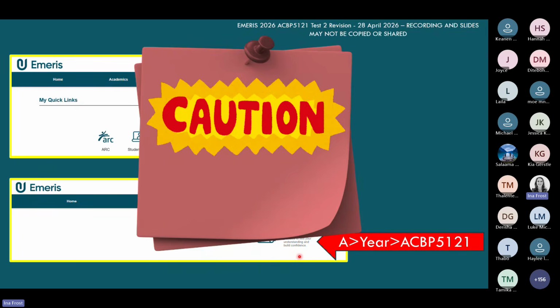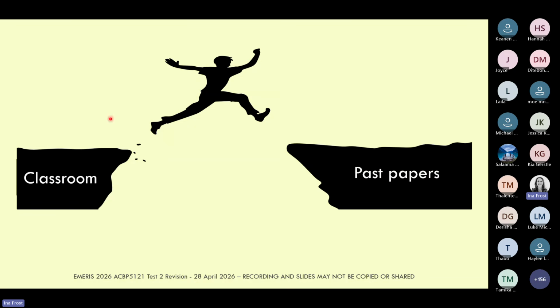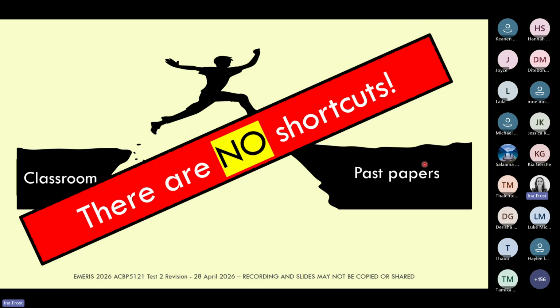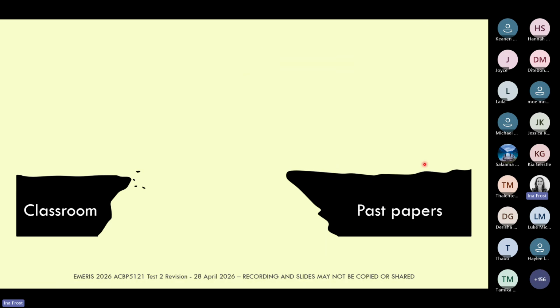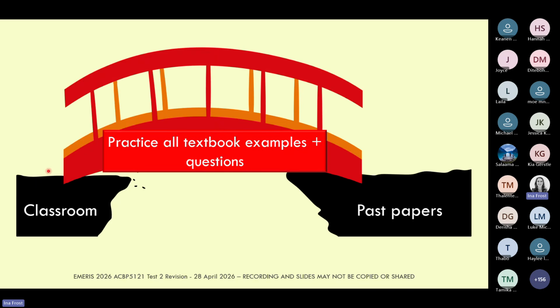But as with test 1, remember our caution is don't go to past papers too quickly. So please don't just go to class and then think from class you can leap straight to past papers. Remember, to pass accounting 1A, there are no shortcuts. So you've got to make sure you've got the bridge that can help you go from your classroom knowledge to your past papers. And as you can see, there's a big gap here that has to be filled by doing textbook examples and textbook questions.